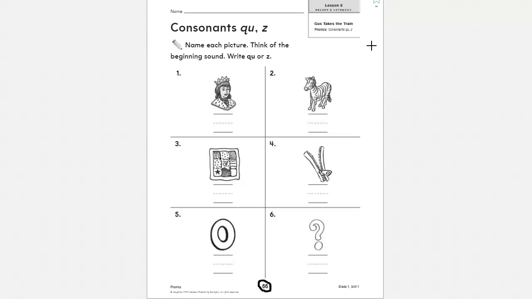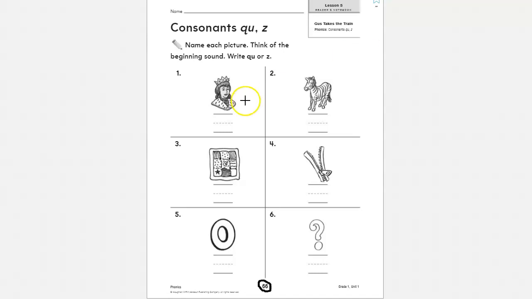So we are going to name each picture and think of the beginning sound. So that is going to be the first sound that we hear. We are either going to write qu or z, or write Q-U or Z. Because those are the letters, but we're also listening for the sound. So I will either say we're going to write qu or Q-U, just in case you're like, Mrs. Collier, right, what? So we are going to be listening for the sound, but writing the letters.